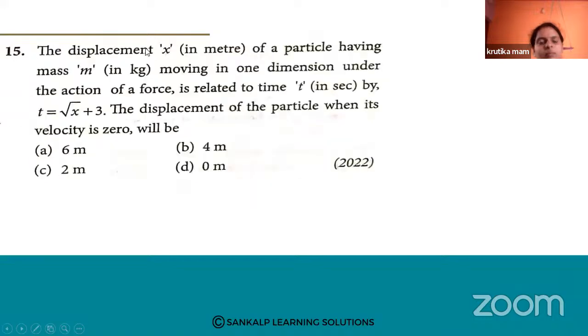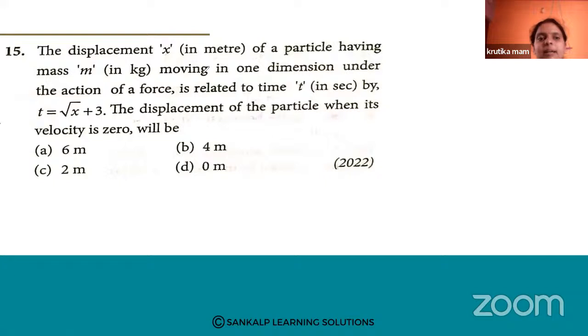Go with this next question. The displacement x of a particle having mass m moving in one dimension under the action of a force is related to time t by t is equal to root of x plus 3. The displacement of the particle when its velocity is 0 will be. Yes. So what they are asking in the question, you can see here.